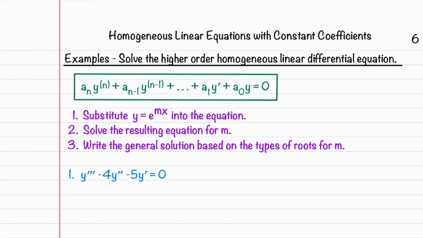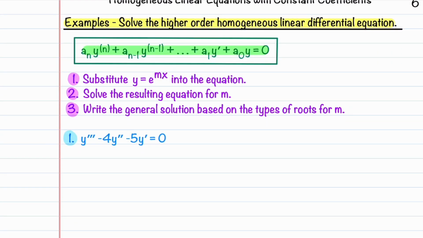Let's now look at two examples where we're going to solve a higher order homogeneous linear differential equation. To make things easier, I've written down the general form of a higher order equation. Don't worry, it's not nearly as bad as it looks. And then I've also written down 3 steps that we can follow for solving an equation like this. Let's look at our first example.